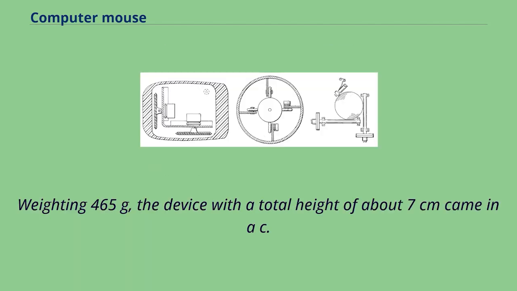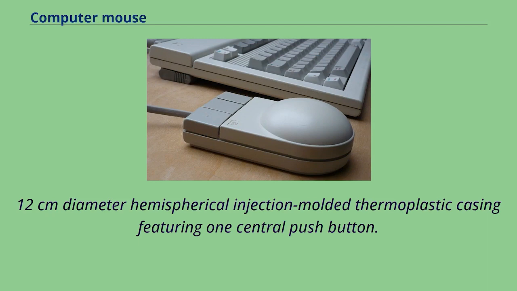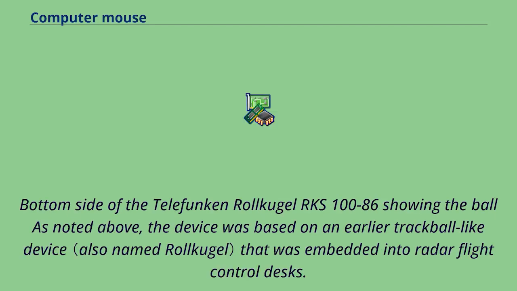Weighing 465 grams, the device with a total height of about 7 cm came in a 12 cm diameter hemispherical injection molded thermoplastic casing featuring one central push button. Bottom side of the Telefunken Rollkugel RKS 100-86 showing the ball as noted above. The device was based on an earlier trackball-like device that was embedded into radar flight control desks.